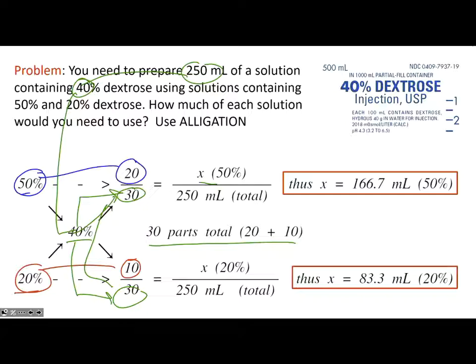Do the same thing down on the bottom for the 20%. The ratio is 10 over 30 equals x over 250. Solve for x, and you get 83.3. What is 83.3 plus 166.7? 250. Those two added together give you the total volume you want, and it proportions them in the right way so that when they are mixed together, your final concentration is 40%. This is a good example of what I would call a fairly straightforward alligation.